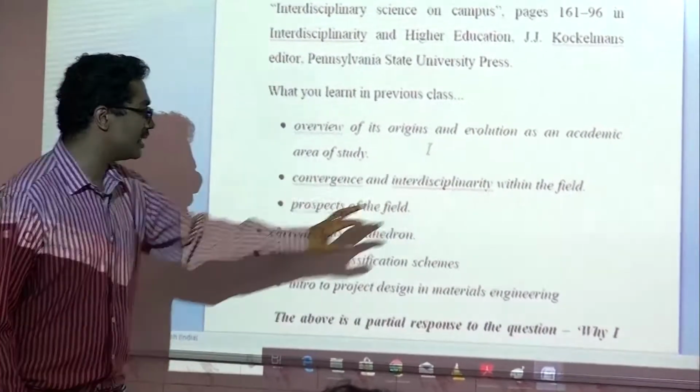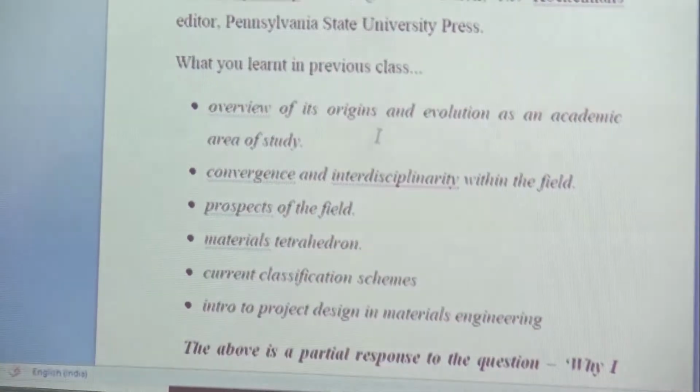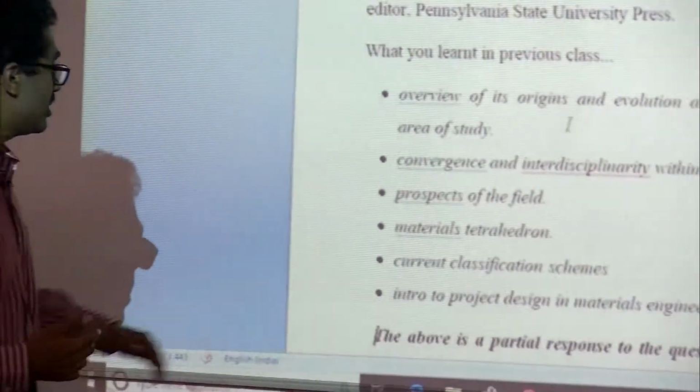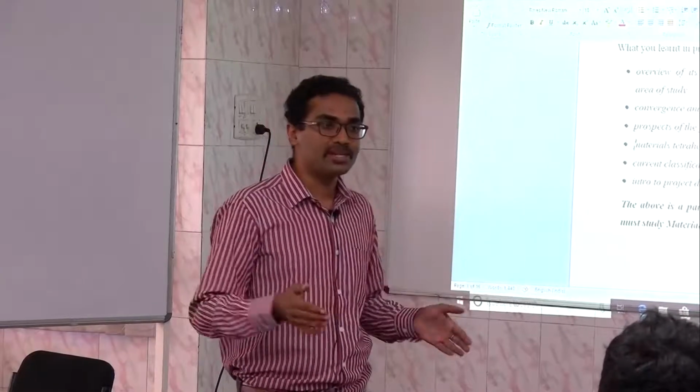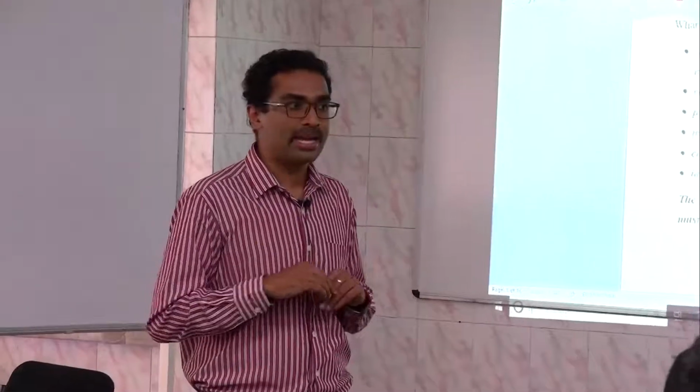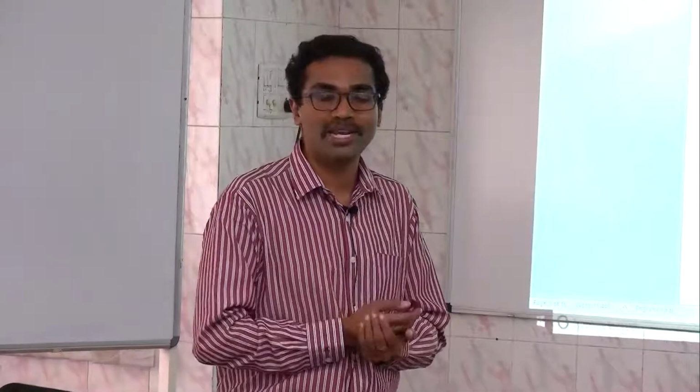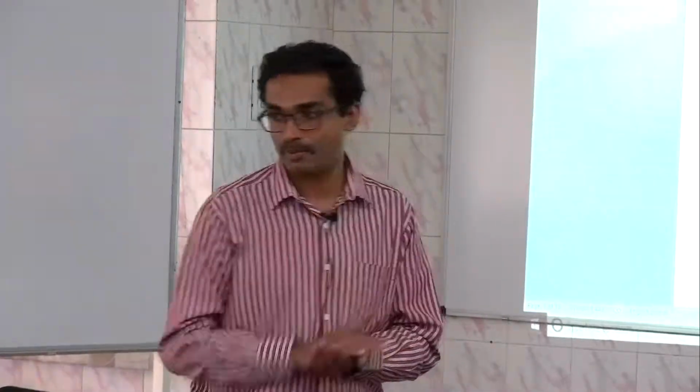Then we looked at convergence and interdisciplinarity, the prospects of the field, and students here looked at the materials tetrahedron. They used it in order to come up with a project design. So these are at a first level, I would say, very helpful because students immediately see that what they have learnt in the class has relevance outside of the class as well. So the materials tetrahedron was seen as a thinking tool, as a tool that enables a certain kind of deliberation about projects in a structured manner. And then we looked at current materials classification schemes and an introduction to project design in materials engineering.